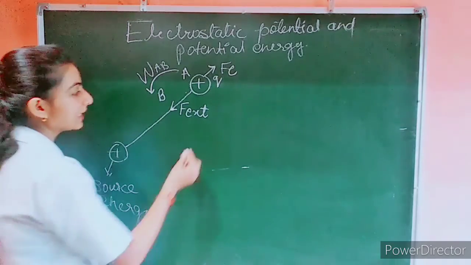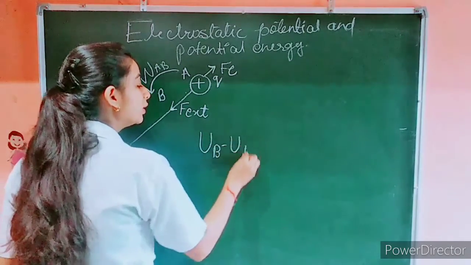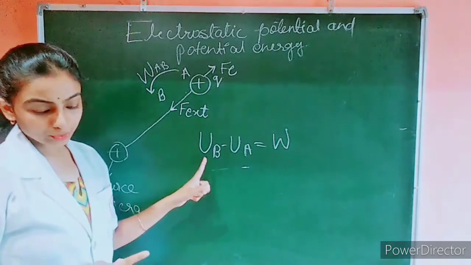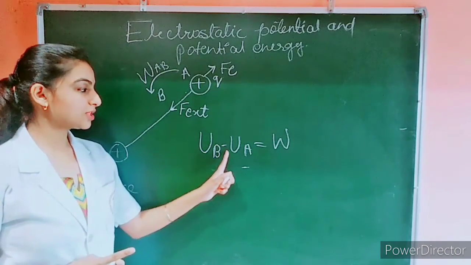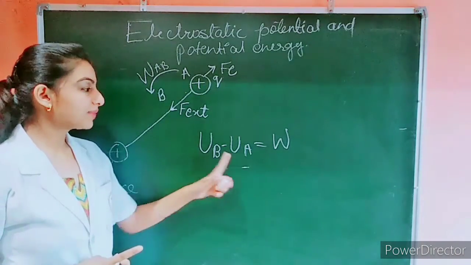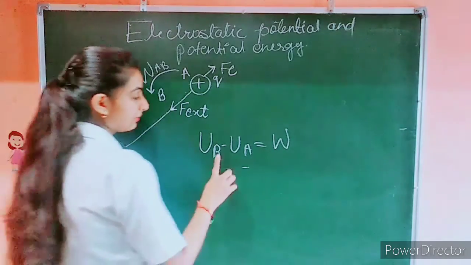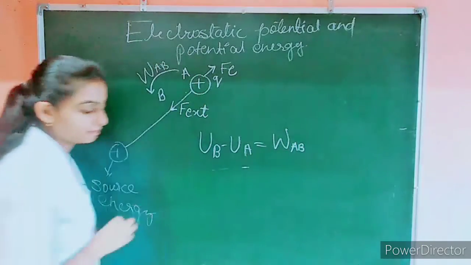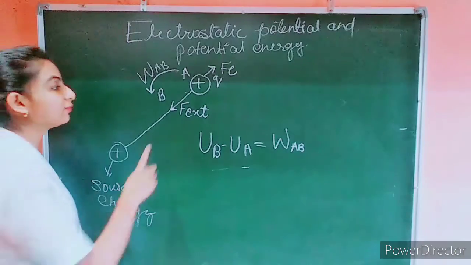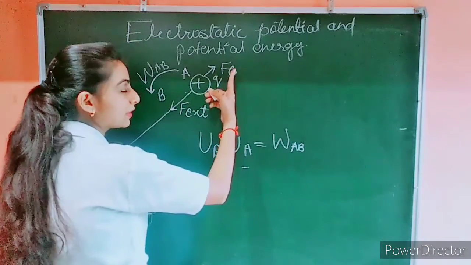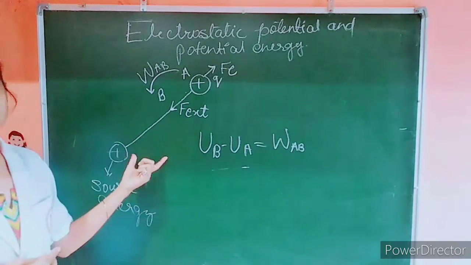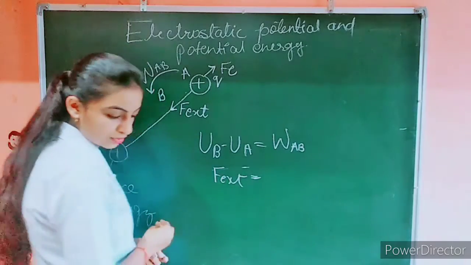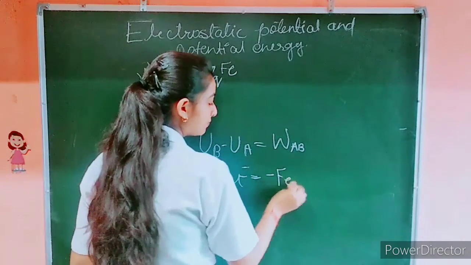So we can say that UB minus UA, that is the potential energy in B and the potential energy in A, so the difference of potential energy UB minus UA will be equal to WAB. Now we know that the external force and the electrostatic force are in opposite directions. So we can write F external is equal to minus Fe.